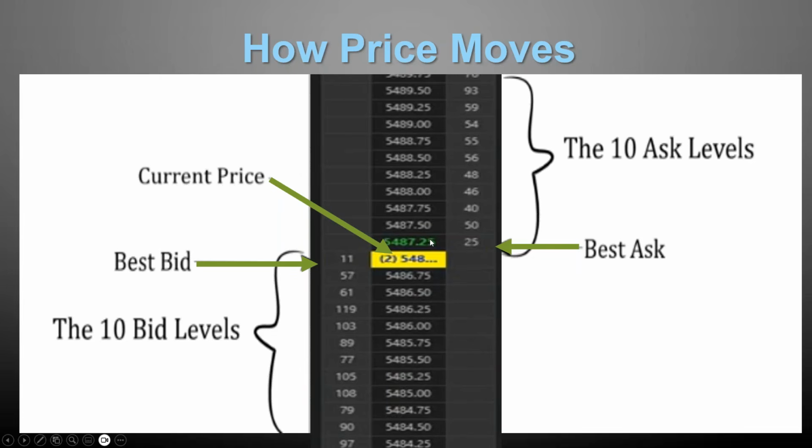A market order you cannot see, because it comes in a flash and goes in a flash. You will only be able to see it once it has already executed. But with the DOM, you can see the limit orders, which control the price movement. Okay, what do I mean by that?